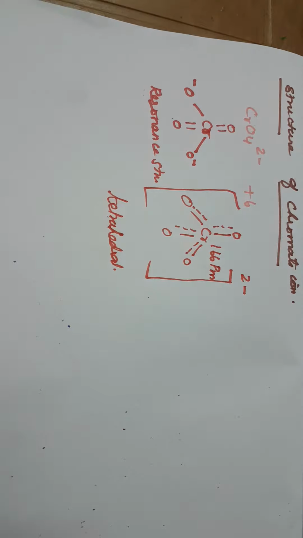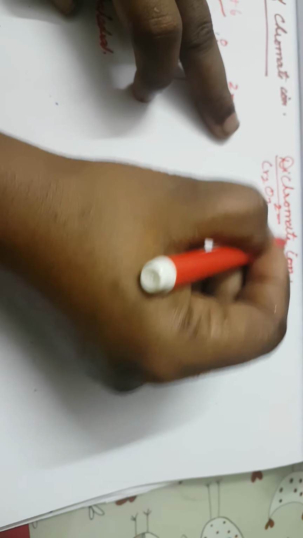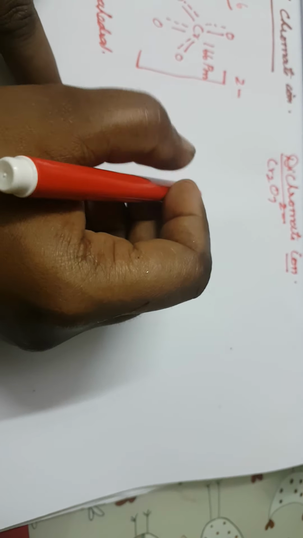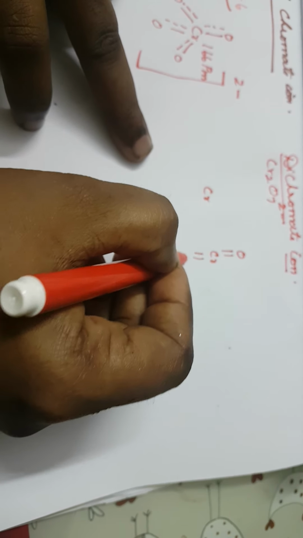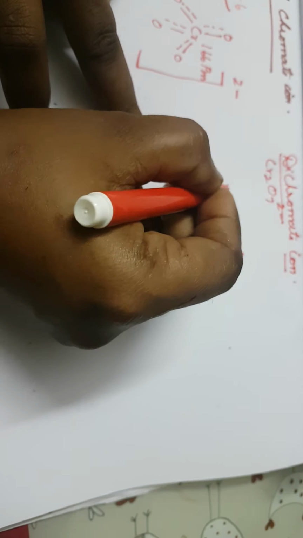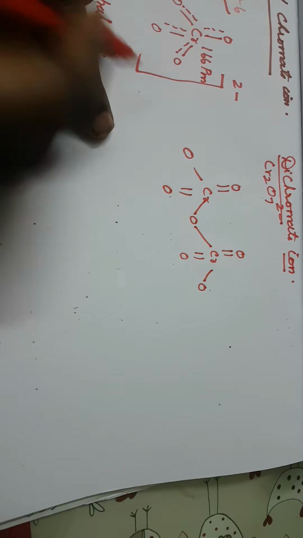Next we are going to see the structure of dichromate ion. What is the formula? Cr2O7 2 minus. That is dichromate ion. Okay, Cr2O7, how to write? Again two Cr like this. Here two oxygen, here two oxygen, here two oxygen, here two oxygen, here one oxygen, here one oxygen, but one oxygen is shared with the two chromium. So this is the structure.